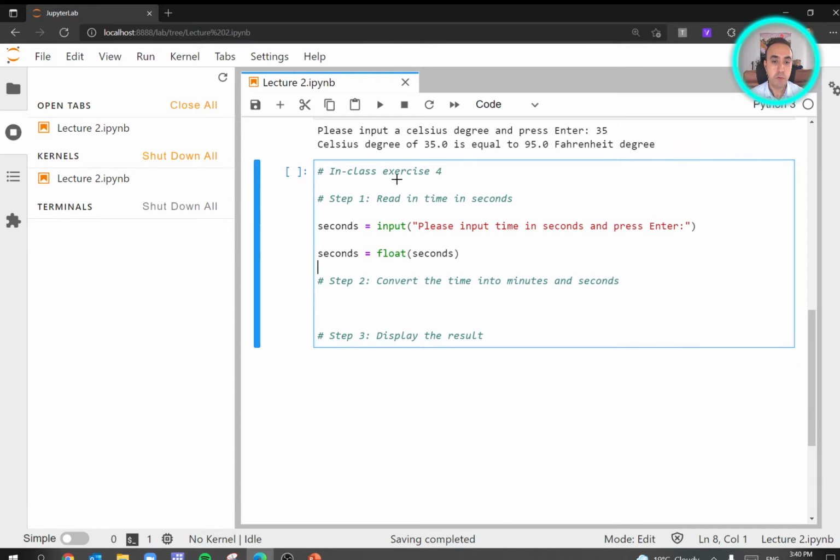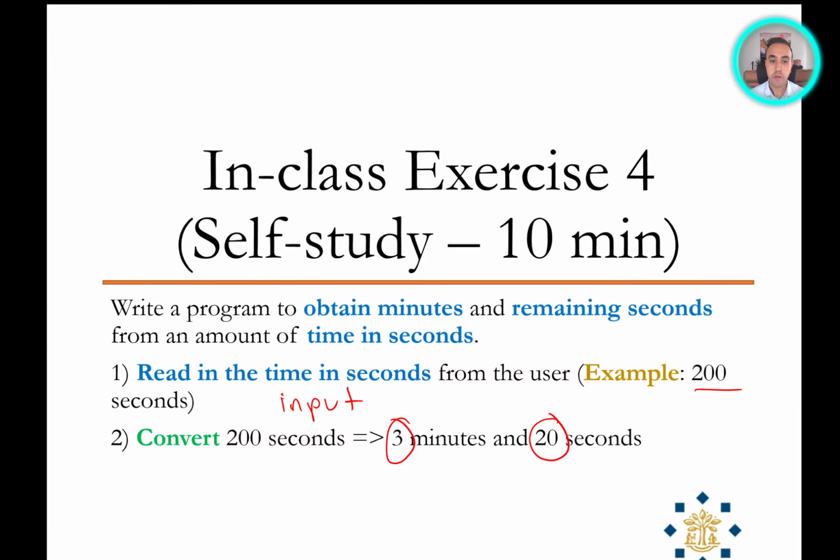But you could have used, for instance, int instead of float. But then the problem would be when the user enters 200.5, then this conversion will be problematic. So I'm not taking any chances. I'm going to convert it to float, and then readjust the seconds in my minutes calculation. Now we are going to convert, for instance, 200 seconds into 3 minutes and 20 remaining seconds.